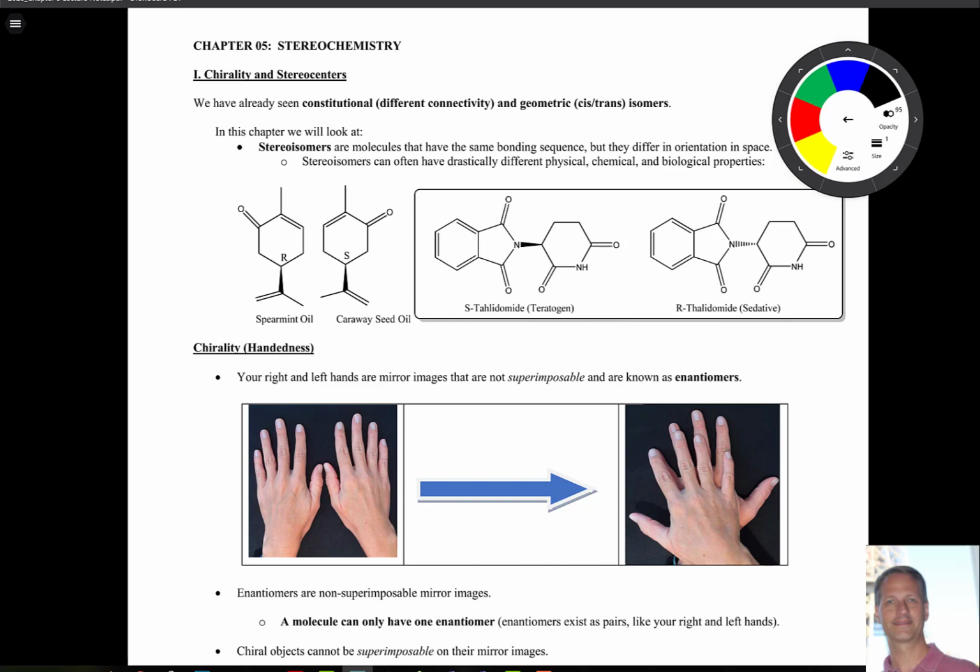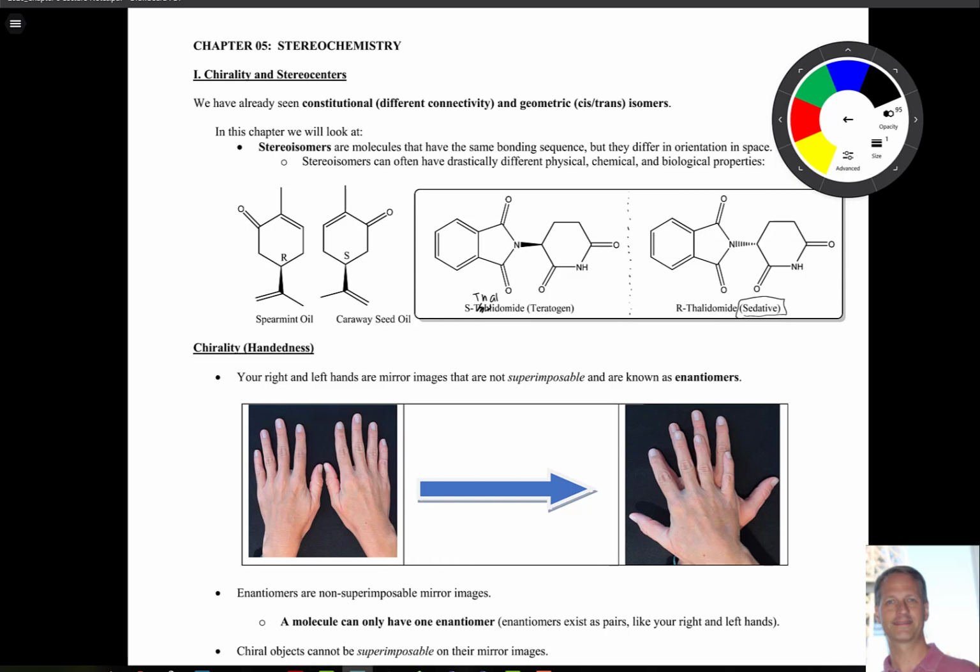But we have another molecule here called thalidomide. Here is S thalidomide, and R thalidomide, so an S and an R version, and we'll talk about what S and R mean. These are mirror images of each other also. They're not set up so that you can clearly see that. But one of them is given as a sedative, an anti-nausea kind of medication that was given to pregnant women in the 70s.